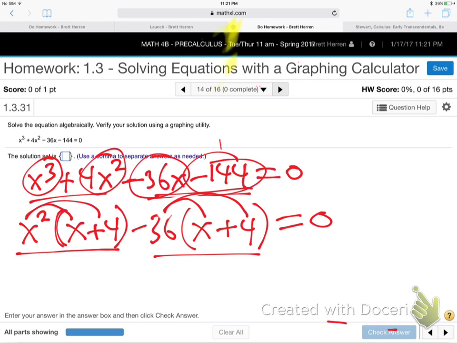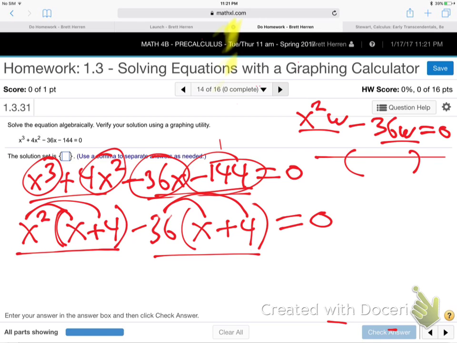Well, the trick is, let me ask you this. What if we had x squared times w minus 36 times w equals 0? What would you do? You would look at these two terms and factor them, right? What would you take out? What do they both have? A w. You would look at them and say, well, they both have a w, right? Take out the w, that leaves x squared minus 36, right? You just take a single w, right?